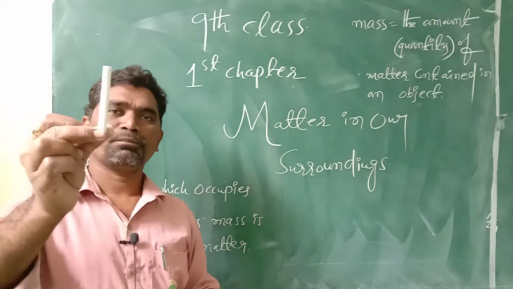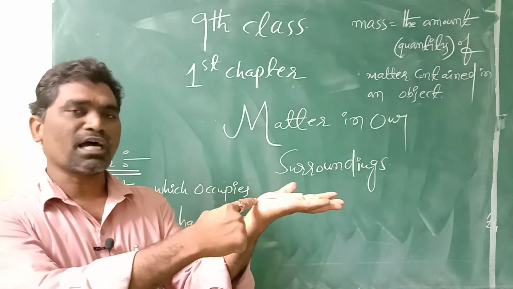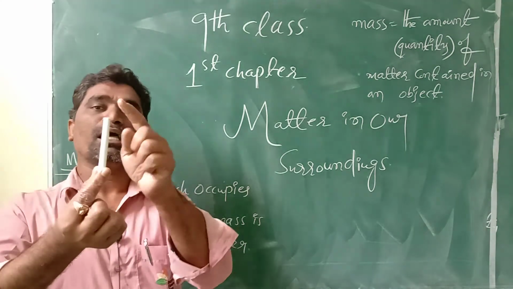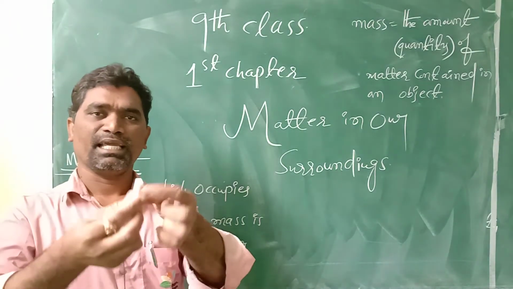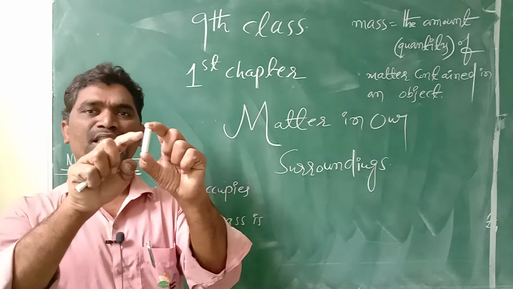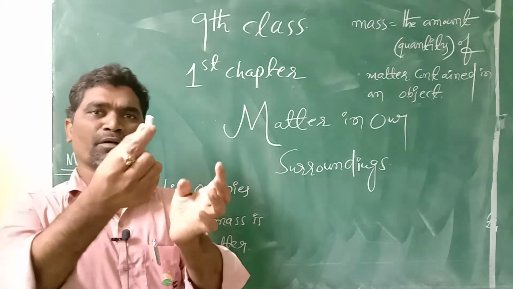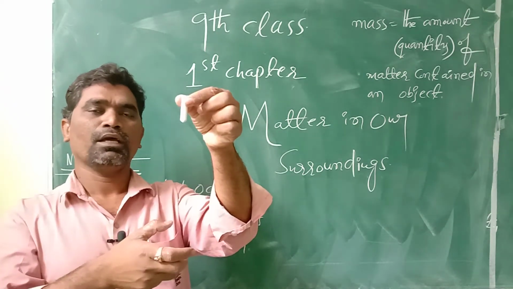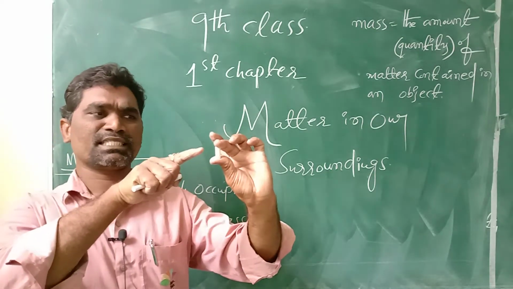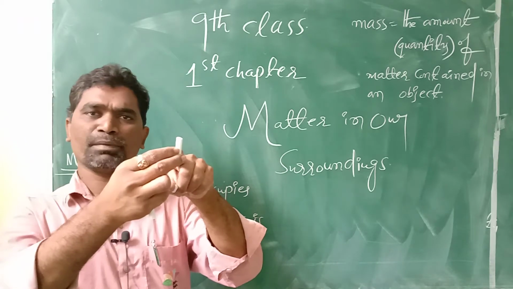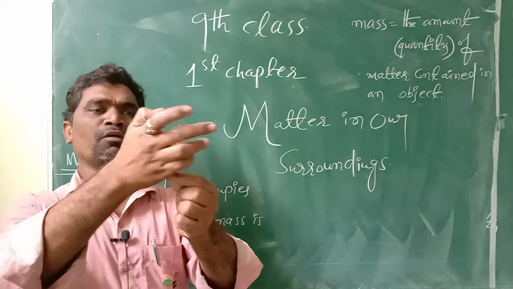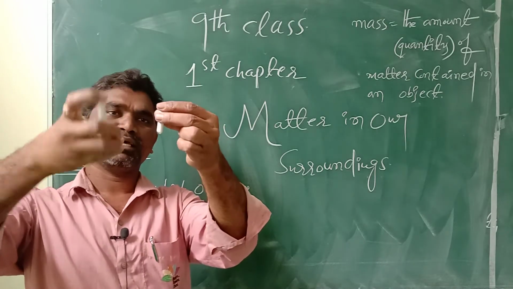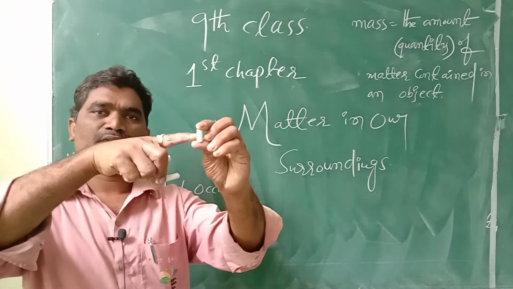Next, if I keep this chalk piece on my hand, it occupies some space and has mass. Mass means the amount of chalk powder. The amount of chalk powder in this chalk piece is very less compared with this one. The amount of chalk powder in this chalk piece is more than in this one.